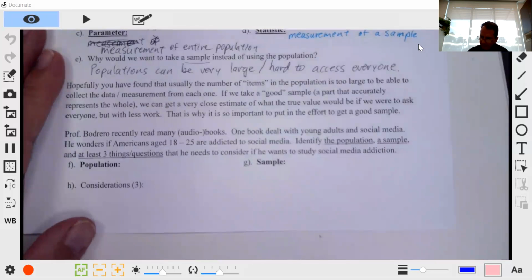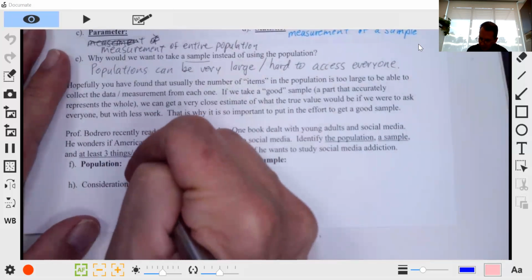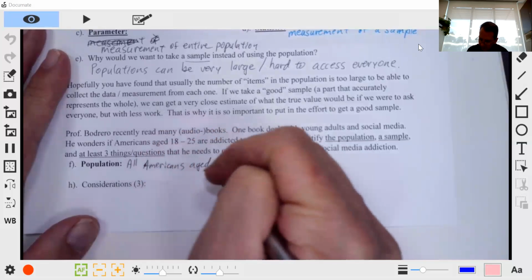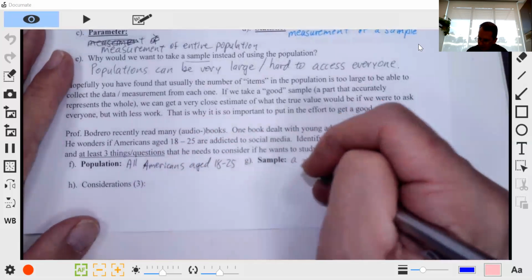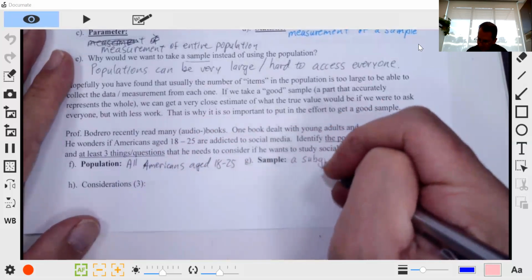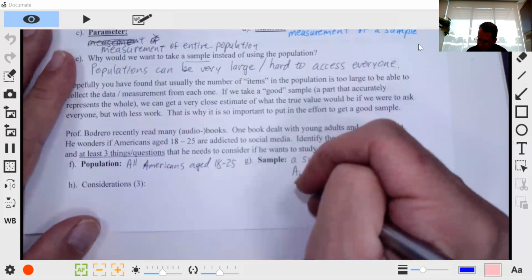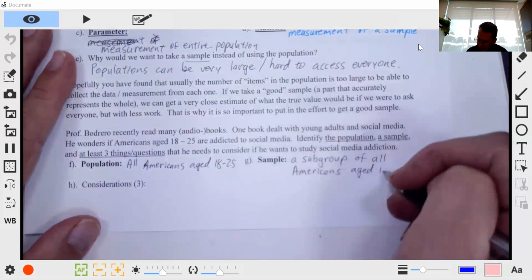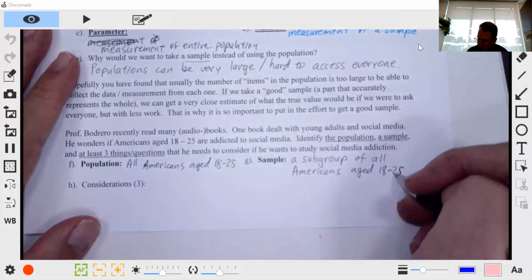Okay. So the population would be all Americans aged 18 to 25, and a sample would be a subgroup or a subset of all Americans aged 18 to 25. Now, if I were in charge of this study, there's lots of things that I'd need to consider.